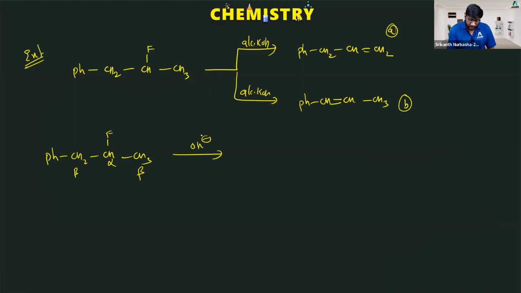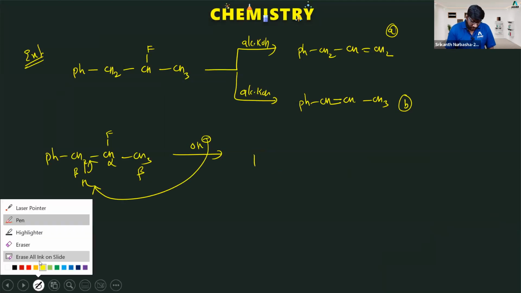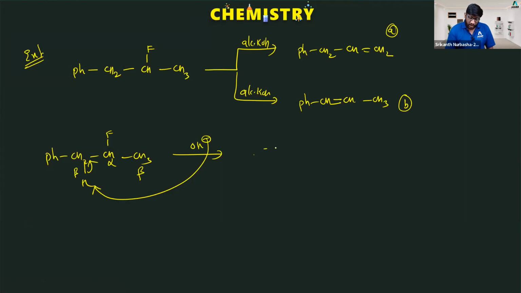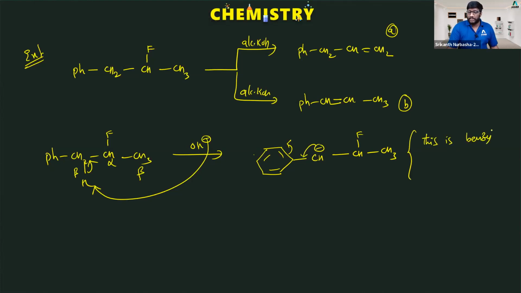So if OH minus tries to pick up this proton, the CH electron is given to carbon. You have Ph, which is nothing but the phenyl group having this type of structure, and CH with a negative charge on this particular carbon. You have CHF and CH3. This negative charge on the carbon is in resonance with the pi electron density. This is a benzylic carbanion which is resonance stabilized.